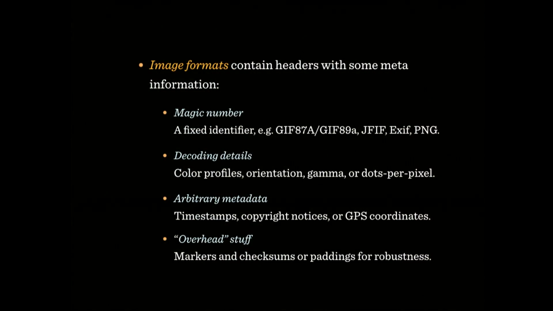If you look specifically into what they contain, you'll find that there is a magic number, which is like a user agent string in browsers, right? It's kind of a fixed identifier which communicates whether it's a GIF or JPEG or PNG or anything else. It also has some decoding details like color profiles, orientation, gamma, dots per pixel. It has some arbitrary metadata potentially, like timestamps, copyright notices, or coordinates. And some overhead stuff like markers and checksums or even paddings for consistency, just to make sure that whenever the image is transmitted, it's always in the correct shape.